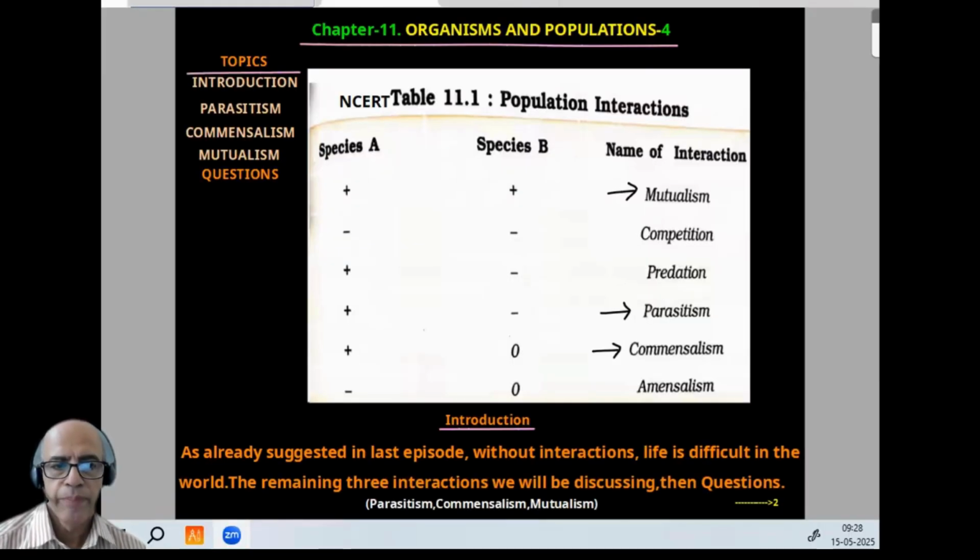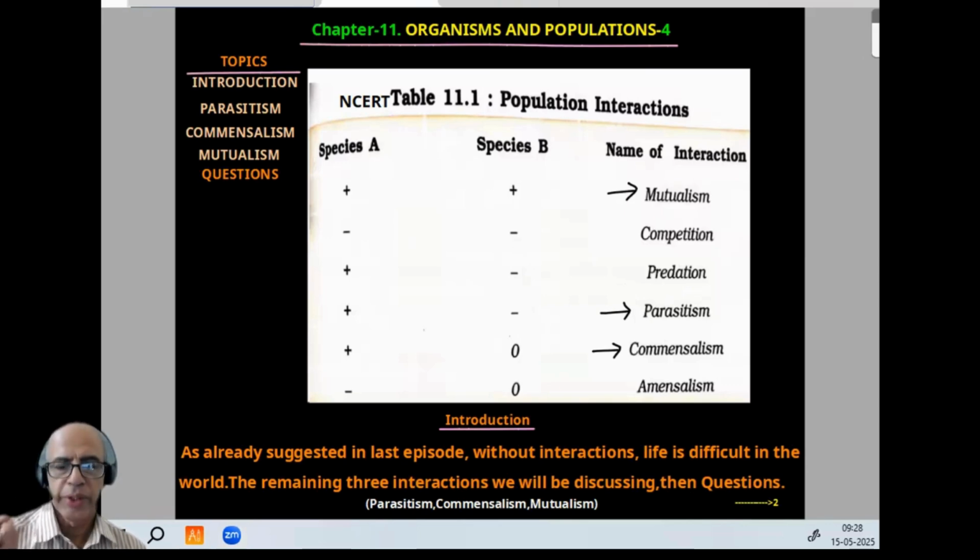Now we can proceed. That is chapter number 11, Organism and Population, episode 4. For convenience, I will share the screen, so you'll get the notes directly. So Organism and Population, part 1. What we'll be discussing in this episode, as usual, there'll be an introduction, then the remaining 3 interactions: parasitism, commensalism, mutualism. Then followed by 5 theory questions and 5 NEET model questions with the key. The NCERT table I again showed, where we can find the 3 arrows that we will be discussing here.